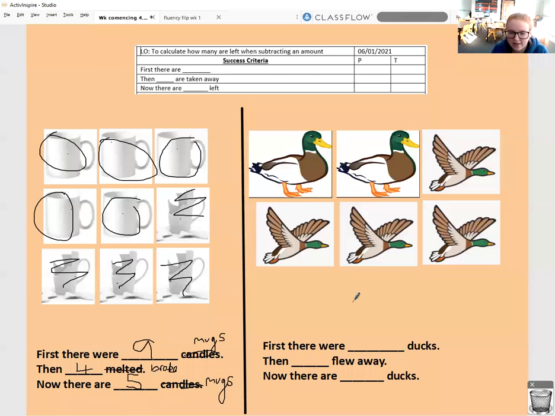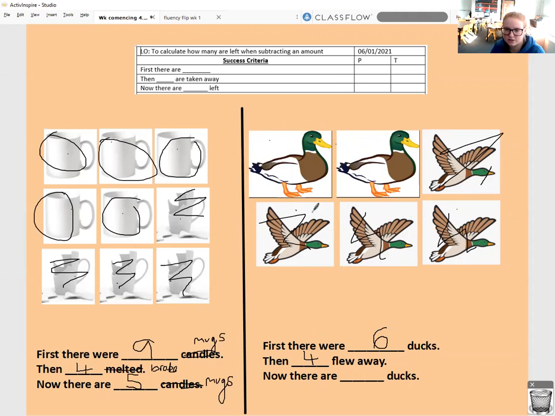Okay, let's have a look at this one together. How many ducks were at first? Let's count them. 1, 2, 3, 4, 5, 6. First there were 6 ducks. Then how many flew away? Let's have a look. 1, 2, 3, 4. 4 ducks flew away. So first there were 6 ducks, then 4 flew away.